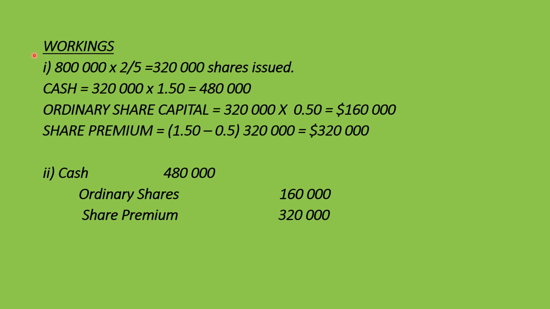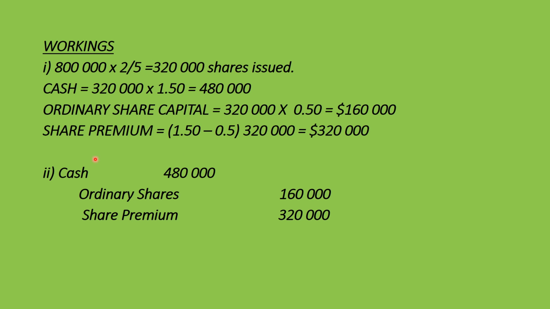The workings would be 800,000 shares multiplied by 2 out of every 5, where 320,000 shares would be issued. The cash would be 320,000 shares multiplied by 150, which will give us 480,000. The ordinary share capital would be 320,000 shares multiplied by the par value, which will give us 160,000. The share premium would be the price here of 150 minus the par value of 0.5, that will give us 1, and we multiply it by the number of shares issued.